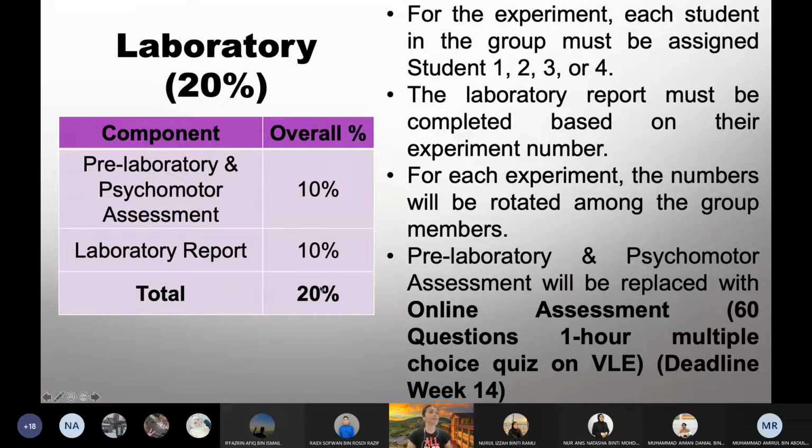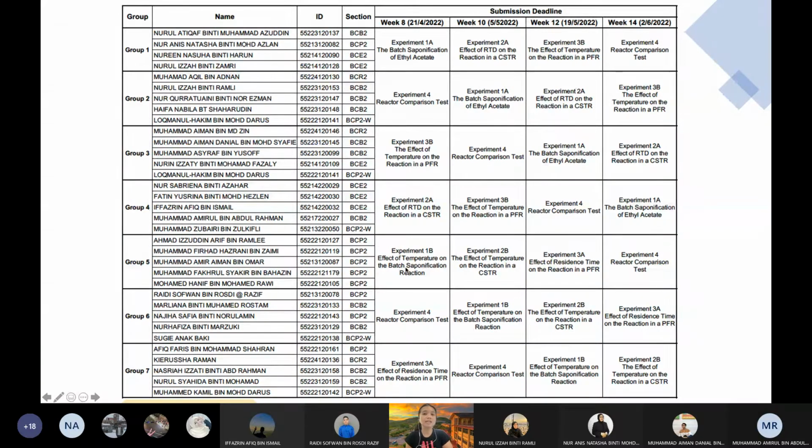Next one. Since you no longer have physical face-to-face lab, you still have to do a lab report. So what I will do is, this Thursday I will do a lab demo. Only one lab demo, not every week. This Thursday at 10 o'clock, I will put it in your calendar. So you attend that, it's considered as you have attended lab.